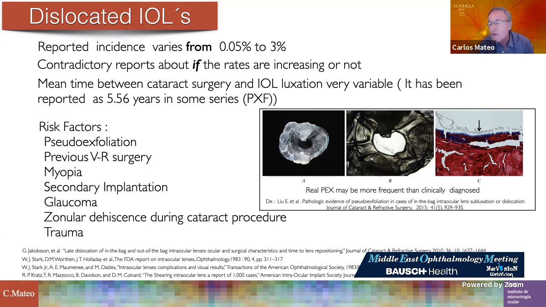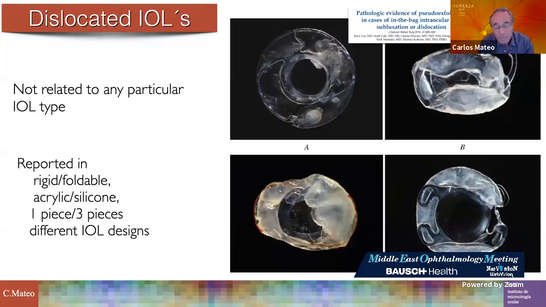You know that risk factors for dislocated IOLs are pseudoexfoliation. Perhaps it's much more common that whenever you see this material in the lens, previous vitreoretinal surgery, myopia, secondary implantation, glaucoma, zonular dehiscence during cataract procedure, and trauma. This dislocation is not related to any particular IOL, and it has been reported in rigid, foldable, acrylic, silicone, one piece, three pieces, and different IOL designs.